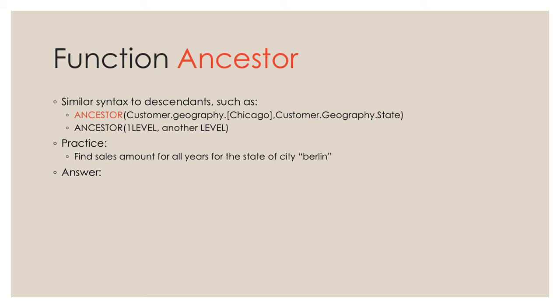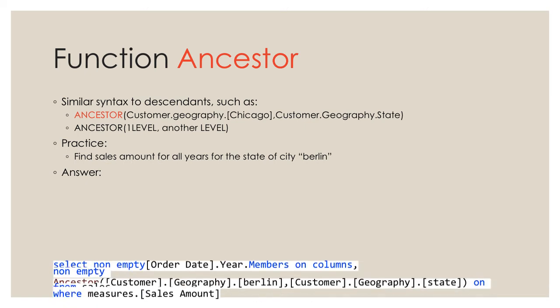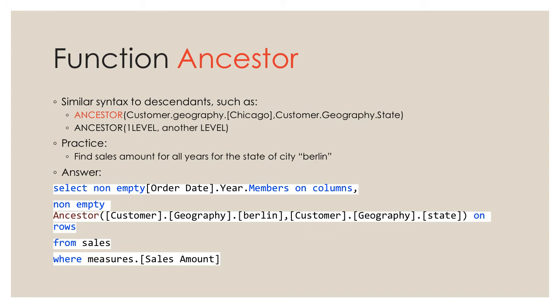All right, I think this is a very easy query. I'll just show the answer here. Everything is the same except for the rows, where I did an ancestor of customer.geography.Berlin and customer.state. That's the exact translation from the practice problem to the MDX query. One-to-one matching, right? Ancestor for the state of city Berlin, very easy.